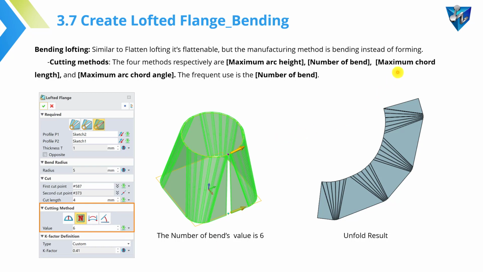And the next one is the maximum chord length, which is the arc length of the bend. And the last one is to define the maximum arc chord angle. It's easy to understand. It will calculate the bend angle here. And when the angle is predefined, the bend quantity is also set. Okay, but the frequently used one is the number of bends. It's easier to understand.